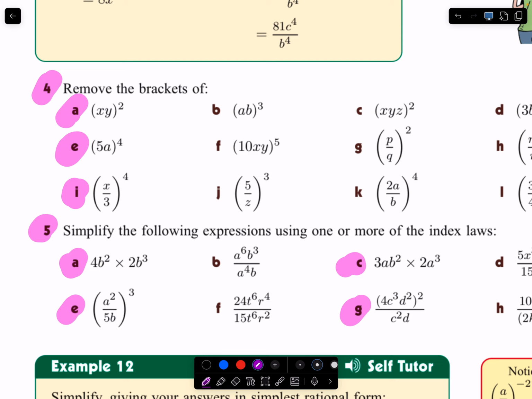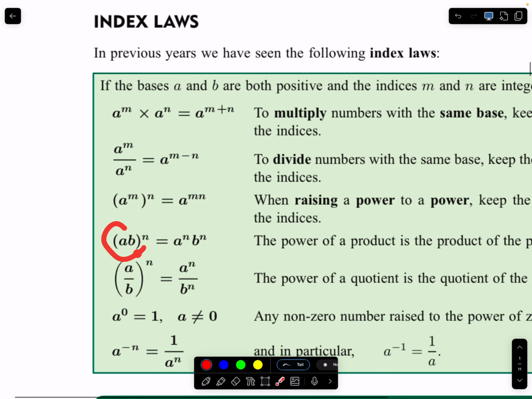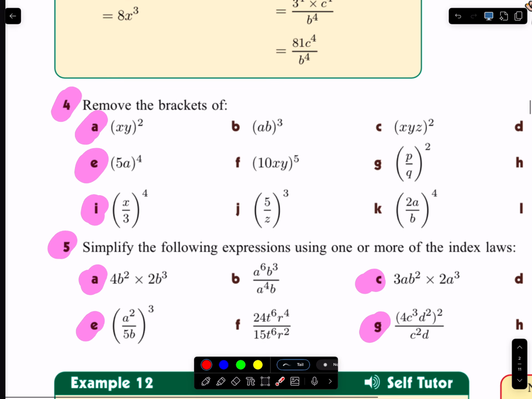What's the sign here between X and Y? What's the sign in maths that we don't write? Times. Do I have a tool that tells me what to do when I'm timesing two things together and it's raised to a power? What happens to that power? It spreads. Good. So here, that power is going to spread to X, and that power is going to spread to Y. That's your answer, see? See how all you're doing is applying the rule to different scenarios?